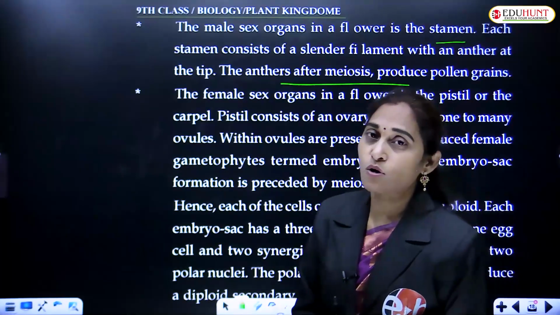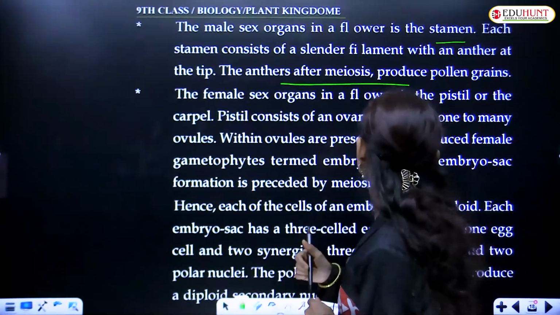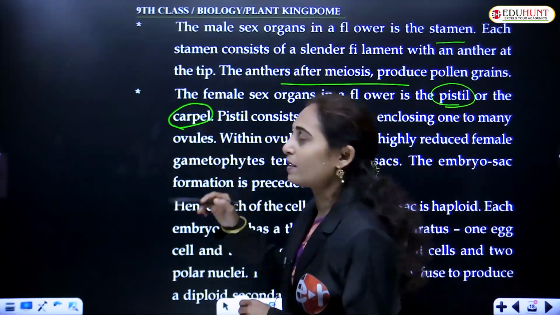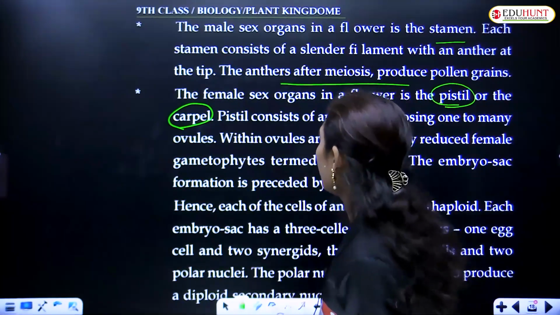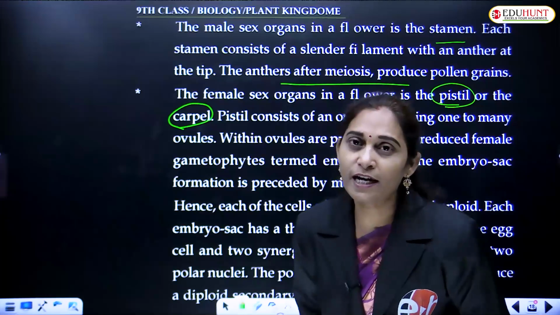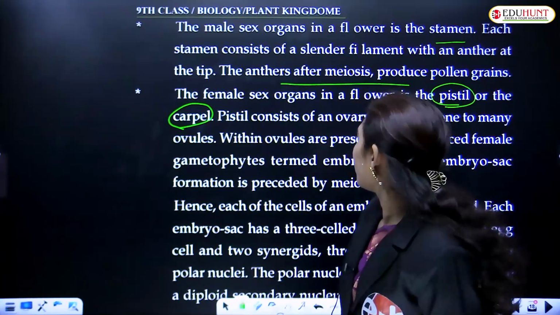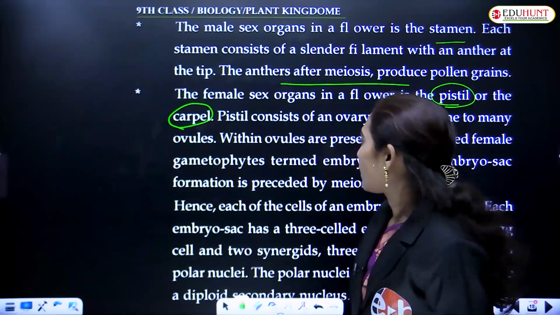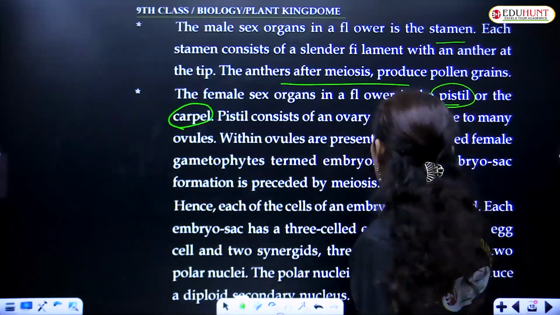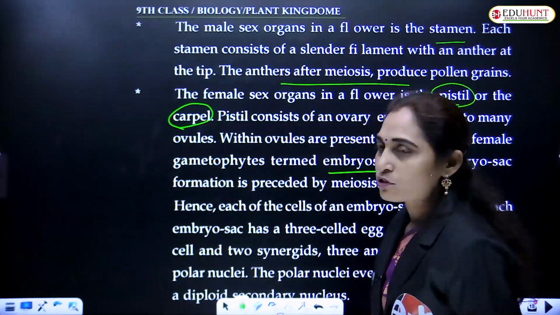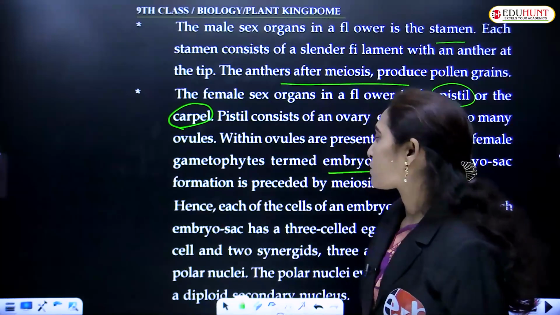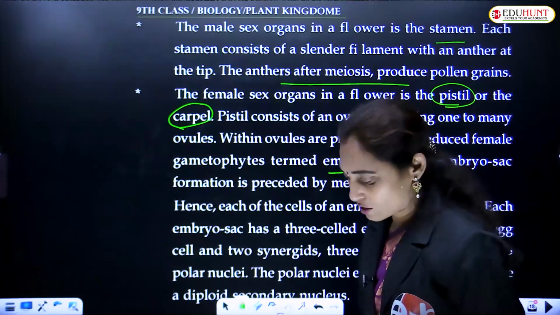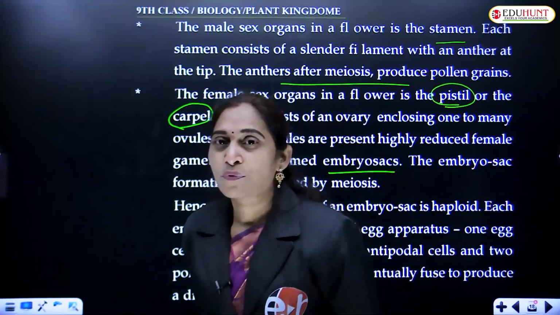The female sex organs are the carpels or pistil, also called gynoecium. Pistil consists of an ovary, style and stigma, and within the ovules are present highly reduced female gametophytes termed embryo sacs. We will see these in detail later. The embryo sac formation is preceded by meiosis.